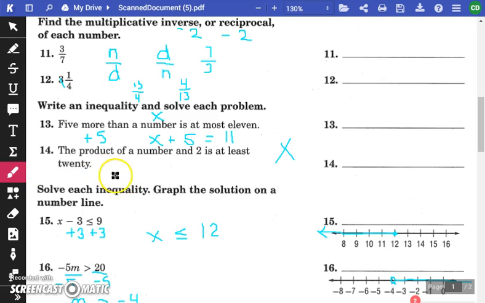Okay, the product of a number and 2 is at least, well, at least 20. You may see less than or, and then obviously it has to be at least 20.